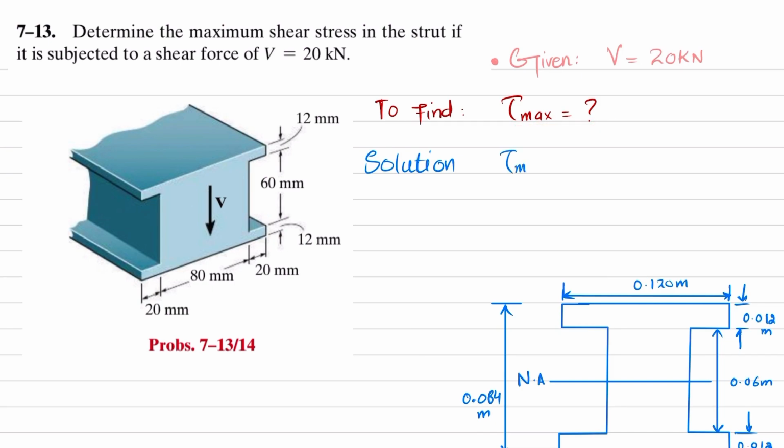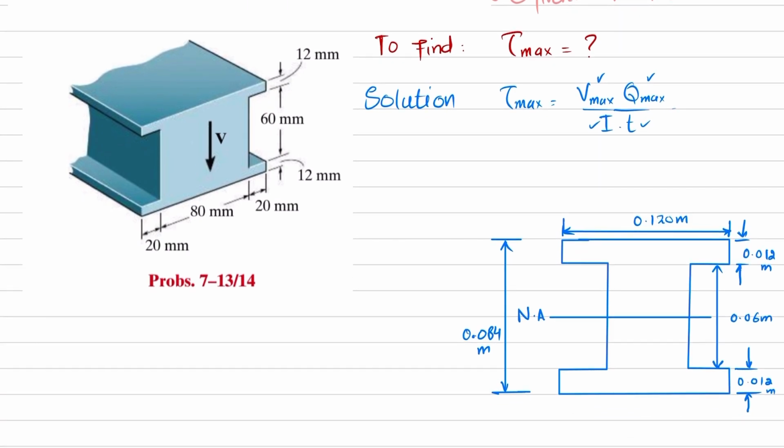As we know, maximum shear stress is equal to V max, or V, into Q max divided by I into T. First we have V max, we do not have Q, we do not have I, we have T. So we will first find I. I is a section property. So the section properties: I will be equal to, now you can see how we will find I.